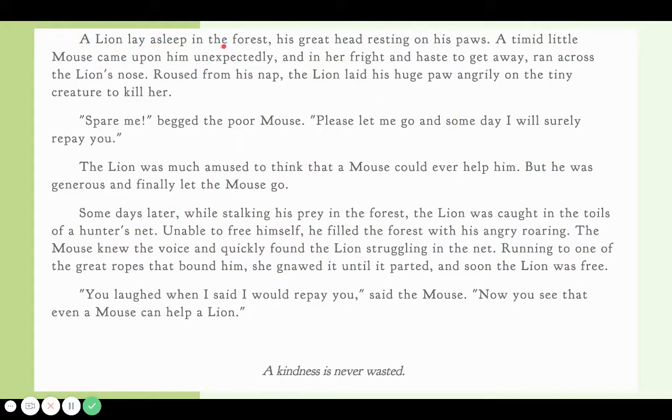A lion lay asleep in the forest. His great head resting on his paws. A timid little mouse came upon him unexpectedly, and in her fright and haste to get away, ran across the lion's nose. Roused from his nap, the lion laid his huge paw angrily on the tiny creature to kill her. "Spare me," begged the poor mouse. "Please let me go, and someday I will surely repay you."